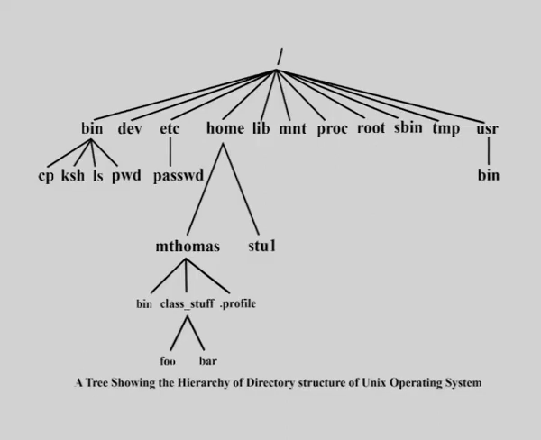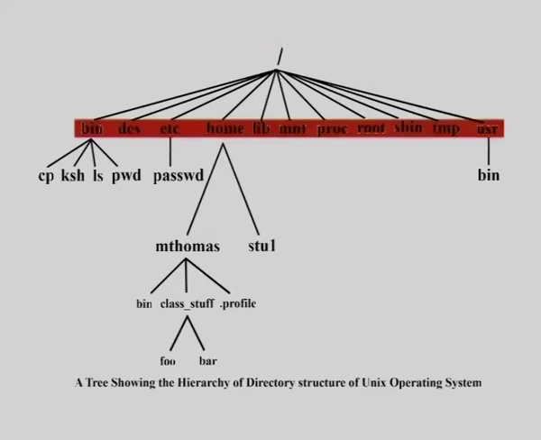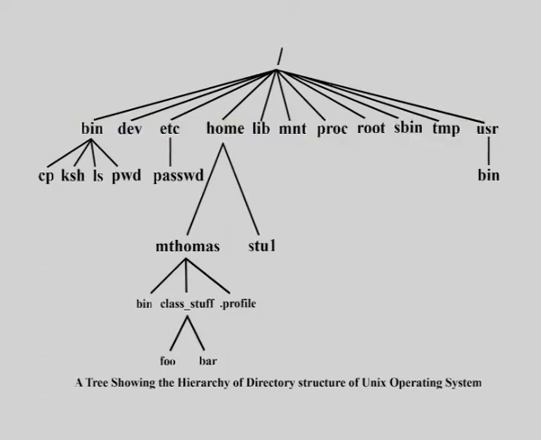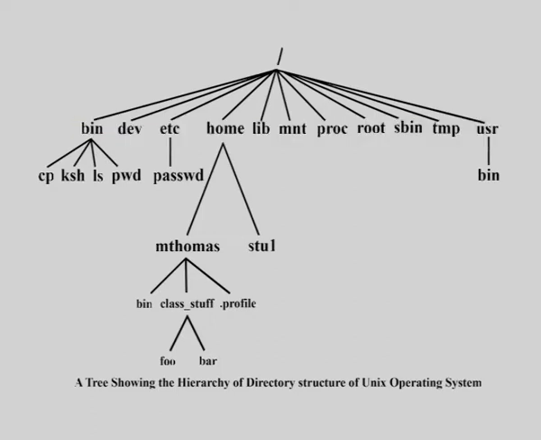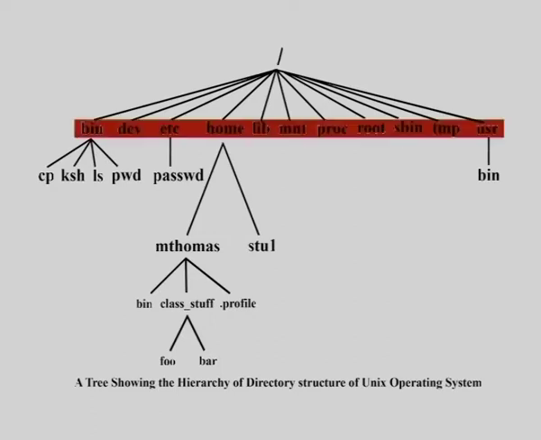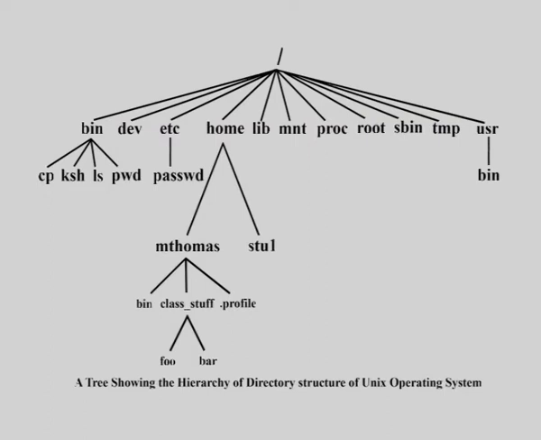Here is another tree showing the hierarchy of the directory structure of the Unix operating system. At the root of the tree is the root directory indicated by a slash. The root directory has subdirectories bin, devices, etc, home, lib, mnt, root, sbin, temp, and user. Under the bin subdirectory, there are files cp, ls, pwd, etc. Within the user subdirectory, there is a subdirectory bin.